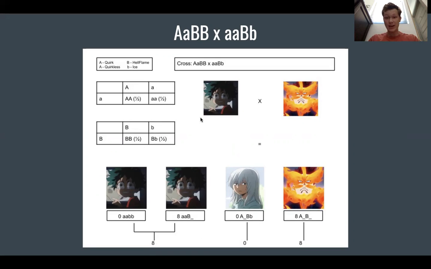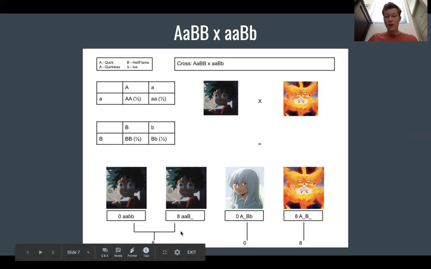Now we're going to move on to an example where one parent is homozygous at one allele and heterozygous at another. You can see, since there's two, it's a half chance that you'll get a little a. It really changes up the frequencies, making it to where half of the children do not have quirks and the other half do, but they only have Hellflame because there's no way they can have a little b.